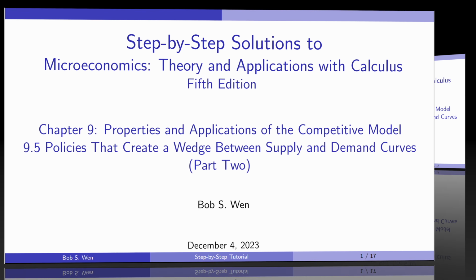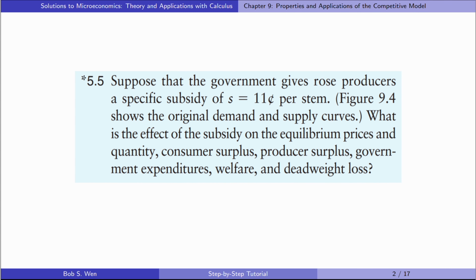Let's see exercise 5.5. Suppose that the government gives rose producers a specific subsidy of 11 cents per stem. What is the effect of the subsidy on the equilibrium prices and quantity, consumer surplus, producer surplus, government expenditures, welfare, and deadweight loss?